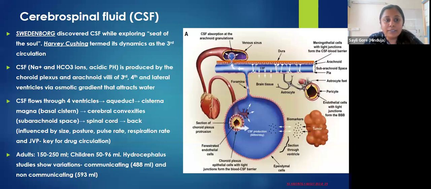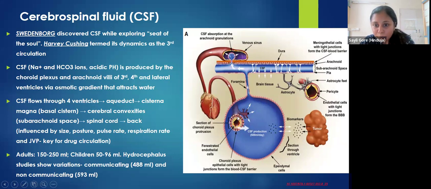CSF is nothing but a mixture of sodium and bicarbonate ions. It has an acidic pH, and the sodium and bicarbonate ions attract water through the osmotic gradient. It is produced by the choroid plexus, as you can see here, and is usually produced only in the third, fourth, and lateral ventricles. So what happens is the incoming blood from the arterial capillary, the main artery that connects to the choroid plexus.